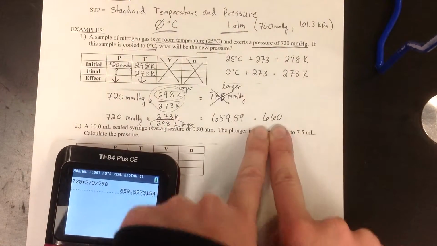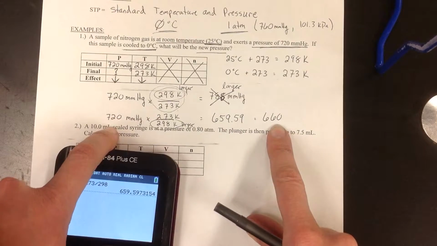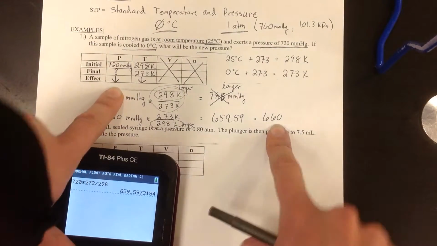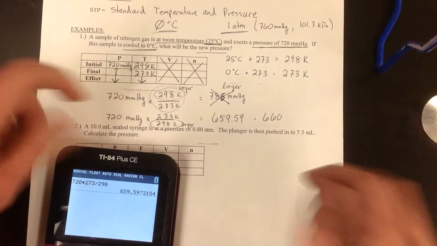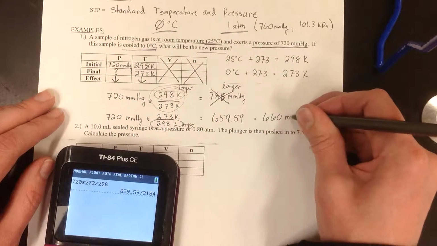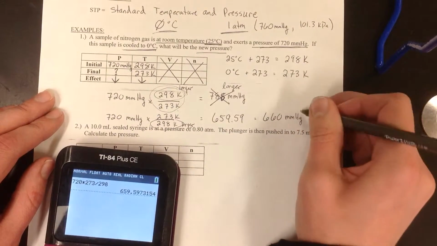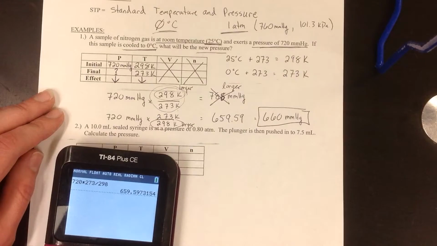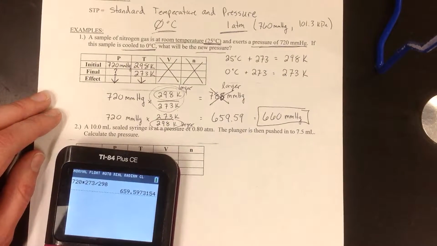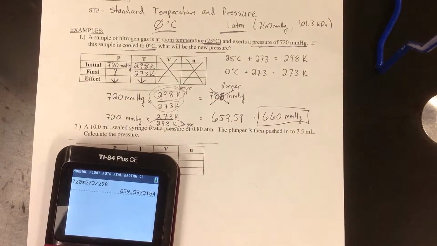This is smaller than what I started with, which is what it should be doing. It should be decreasing. So because this matches my prediction, that's going to be what my answer is. And I'm going to box in my answer so it's easy to find.